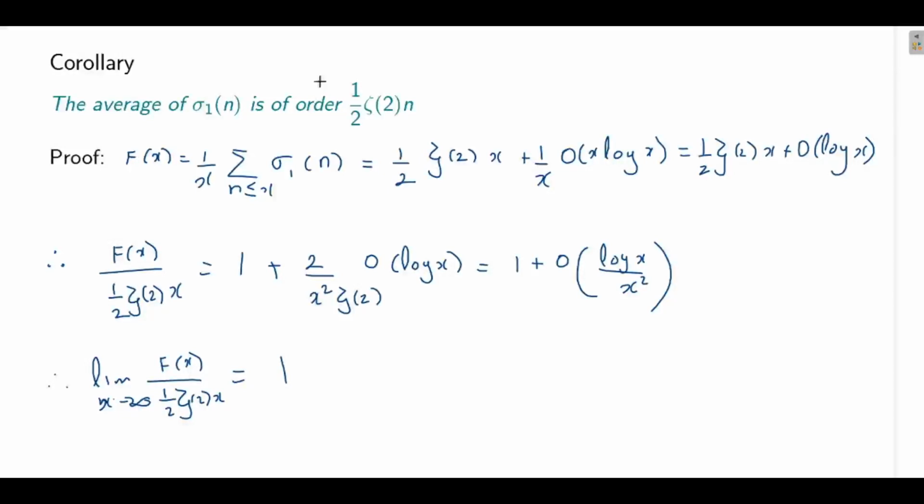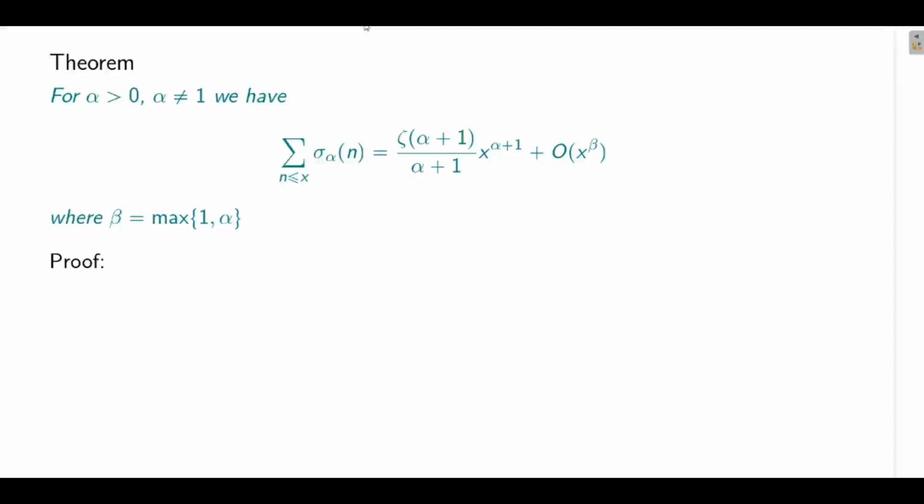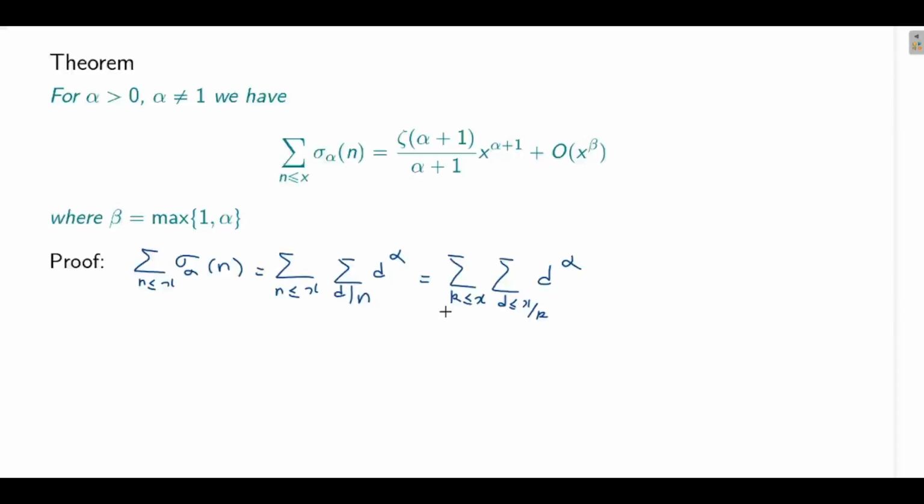Okay, now let's look at sigma alpha when alpha is not equal to 1. So let us see what happens in this case. Okay, so in this case what you see is that summation n less than or equal to x sigma alpha of n, this will be summation n less than or equal to x, summation d divides n, d raised to alpha. This will be summation k less than or equal to x. We have proved this in the exercise. Summation d less than or equal to x by k, d raised to alpha. Okay, now this section here, let's see what this part is.